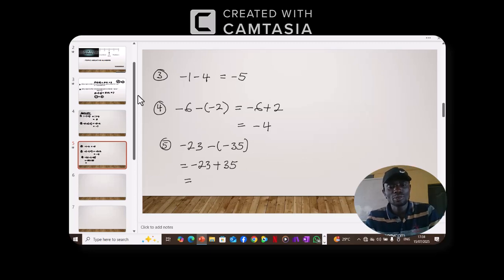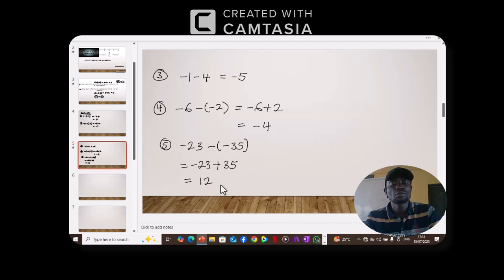You are holding 23 and you have 35. Of course, what you are holding is less than what you have, because what you are owing is less than what you have. What will you have? You are going to have 12. It's going to be plus 12.